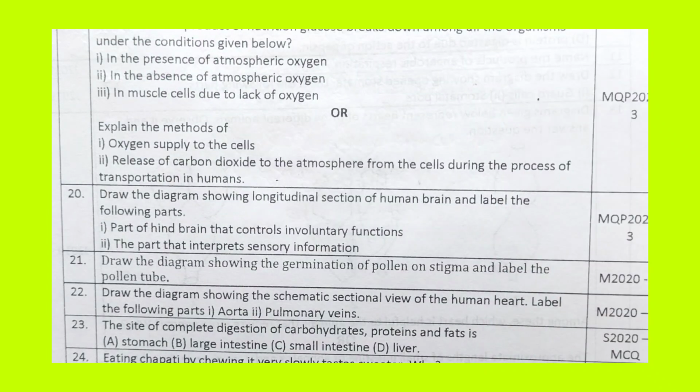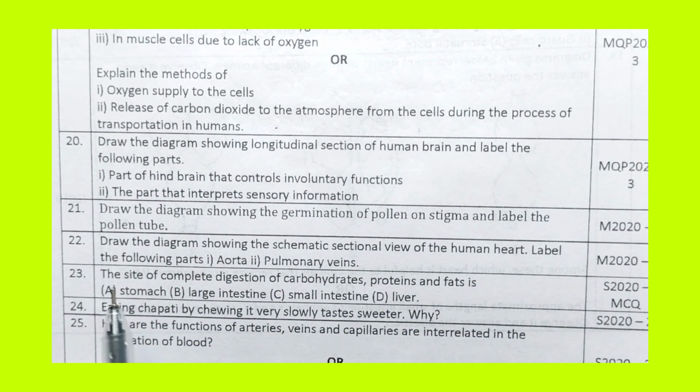So now let us move to the 21st. Again it is a diagram question. Draw the diagram showing the germination of pollen on stigma and label the pollen tube. Now 22nd is also a diagram question. Draw the diagram showing the schematic sectional view of the human heart and label the following parts. You have to label, one is aorta, another one is pulmonary vein. Then 23rd, it is an MCQ question.